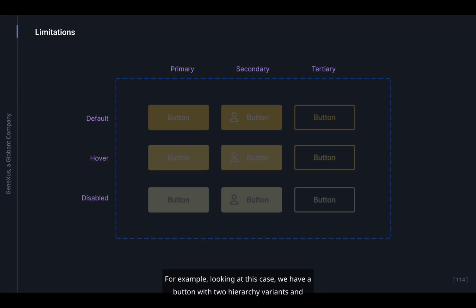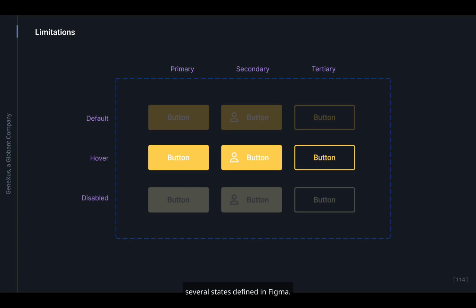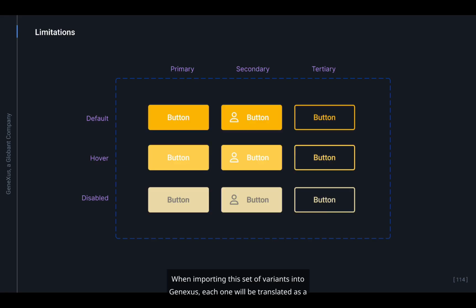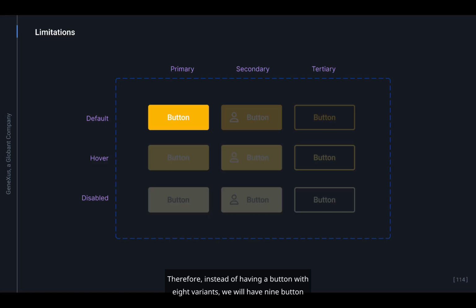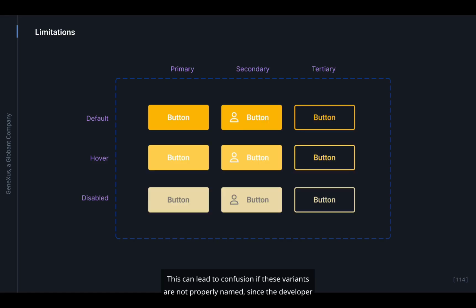of the design. For example, looking at this case, we have a button with 2 hierarchy variants and several states defined in Figma. When importing this set of variants into Genexus, each one will be translated as a different button control. Therefore, instead of having a button with 8 variants, we will have 9 button controls. This can lead to confusion if these variants are not properly named, since the developer will have to manually identify each variant in the application.